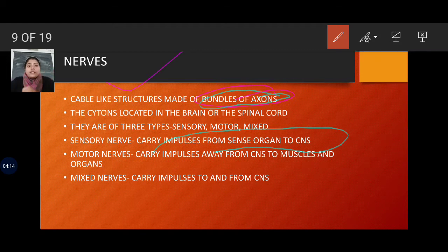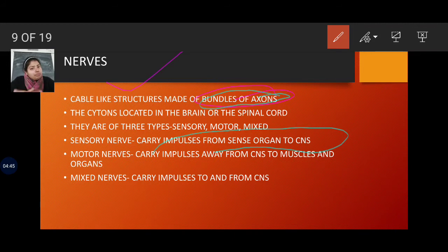Now, what does a motor nerve do? Motor nerves carry impulses from the central nervous system to muscles and organs. I repeat, what does a motor nerve do? They carry impulses from the central nervous system, that means brain or spinal cord, to various parts of the body, to your muscles, to your organs. That is, external organs or internal organs.